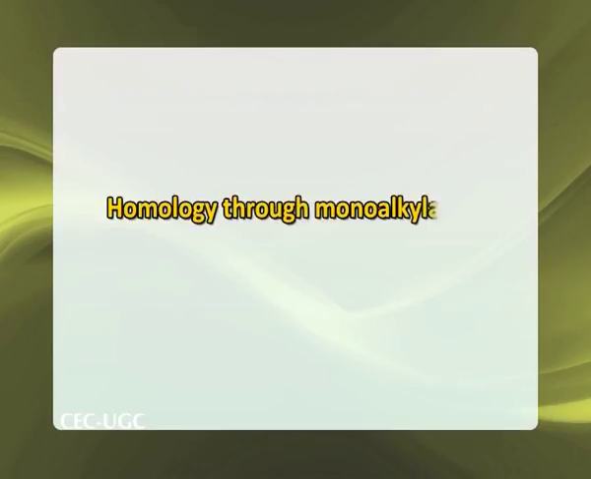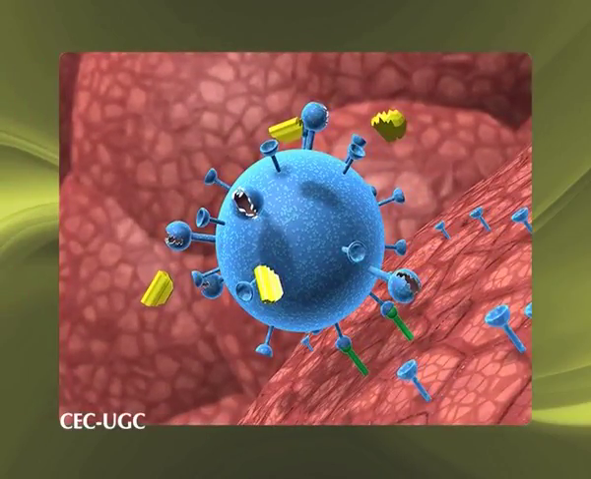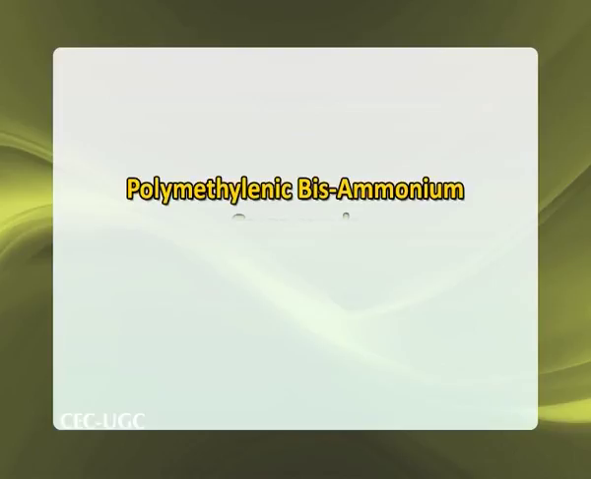Analogues produced by homologous variations, which includes homology through monoalkylation. Simple homologous variations applied on a neuraminidase inhibiting lead achieved a 6,300-fold increase in potency. Polymethylenic base ammonium compounds, that includes hexa and decamethonium compounds, usually show high affinity for the cholinergic receptors.